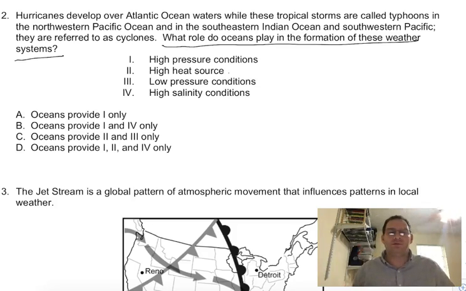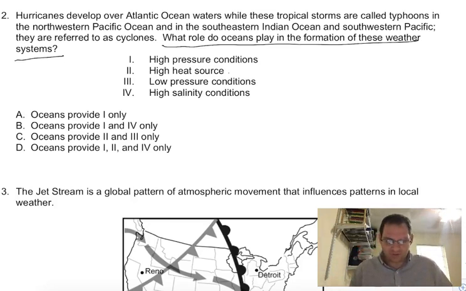Information is given to us in number 1, high pressure conditions, 2, high heat source, 3, low pressure conditions, 4, high salinity conditions. And the answer choices are given to us as oceans provide 1 only, oceans provide 1 and 4, oceans provide 2 and 3, and oceans provide 1, 2, and 4. So we have these 4 items here. You gotta figure out which ones are correct. So let's go through each one.